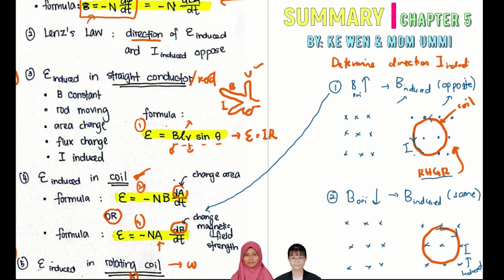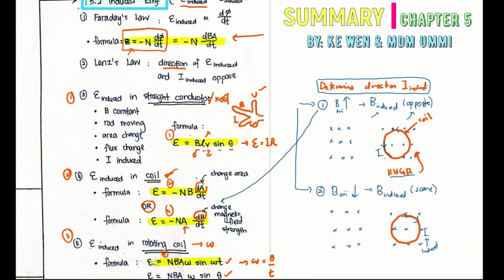How can we get these conditions? Condition number 1 and condition number 2 come from Lenz's law that we have learned, for the induced EMF. So that's all for chapter 5.